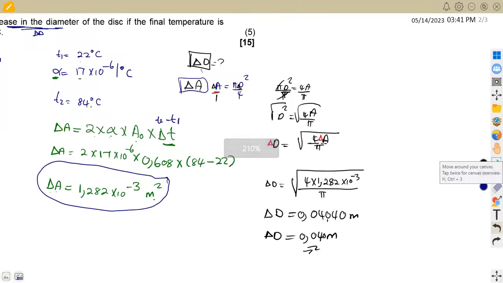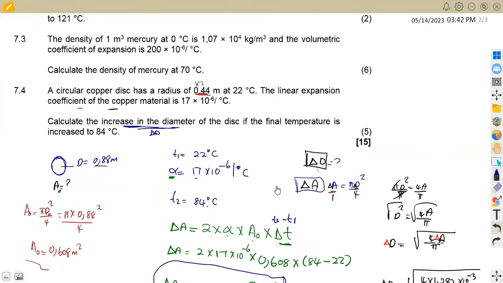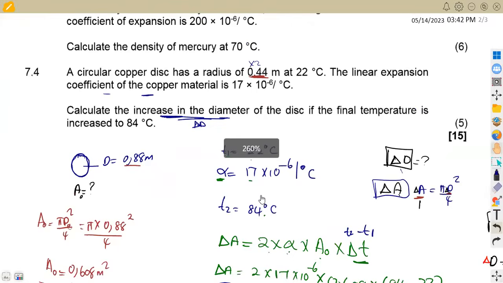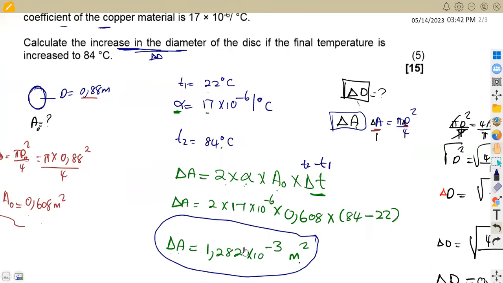If the question was to calculate the final diameter, you use the final area, which means you're going to calculate area 2, which is taken from the original area plus the change in area. From the area 2 that you have, you can calculate D2, but here you are asked to calculate an increase in diameter. An increase is a change in diameter. Why are they saying increase? Because the change in area is positive, so that means it's increasing. If it is negative, it's decreasing.